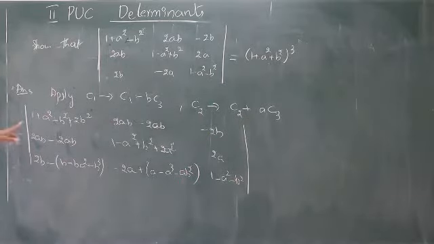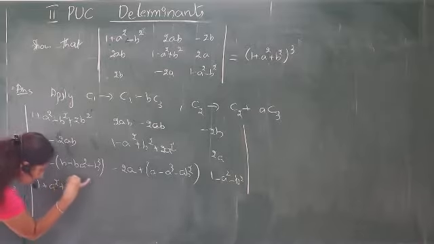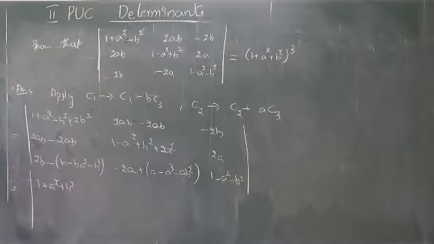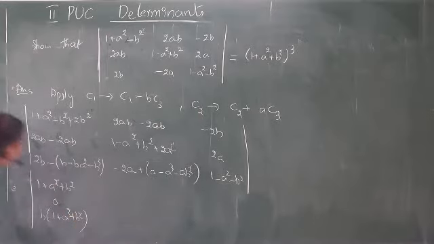So now I can simplify. Here I can take 1 plus A square plus B square, and here it will be 0, and here 2B minus B is B, and minus into minus plus BA square plus B cube. So we got B plus BA square plus B cube. I'll take B common: B into 1 plus A square plus B square. I have simplified and taken B common. So 1 plus A square plus B square, and here it will be 0.